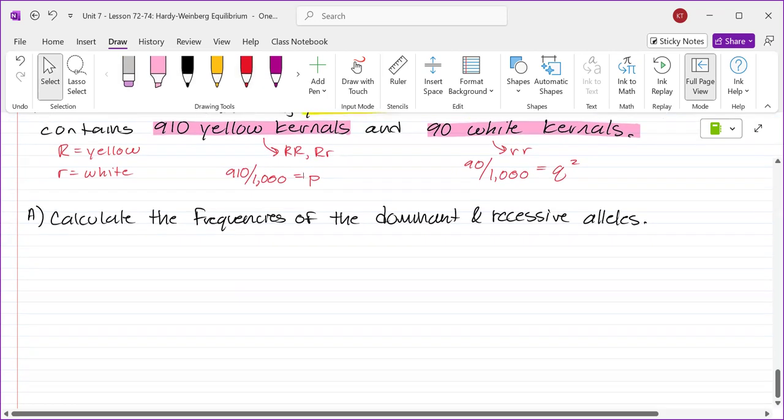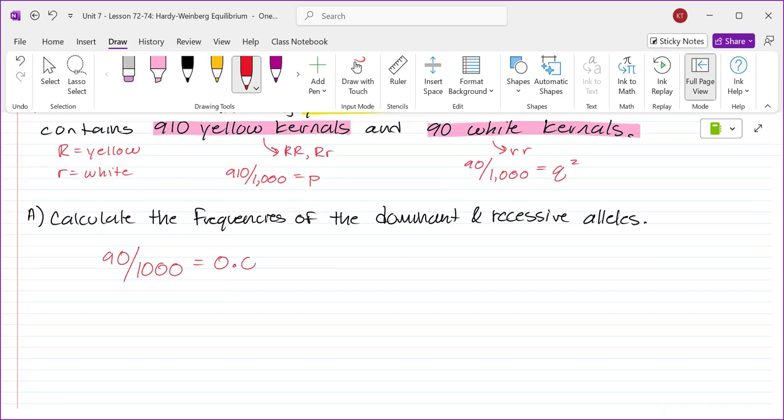So 90 out of 1,000 is 0.09. That is q squared. But Mr. Thorson, we're not trying to find q squared in part A. Yeah? Well, maybe the goal of the game is to throw the football in the end zone, but sometimes you've got to have some big passes in between that drive to get you there. This is going to be like a stepping stone to get you to that.